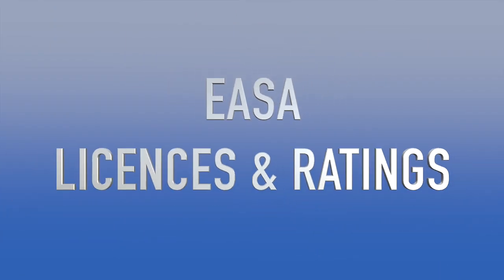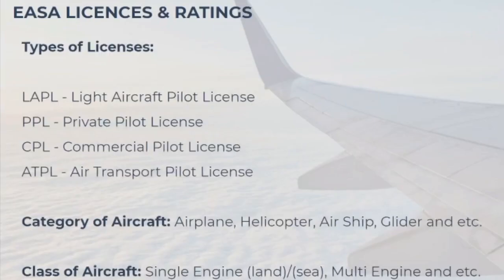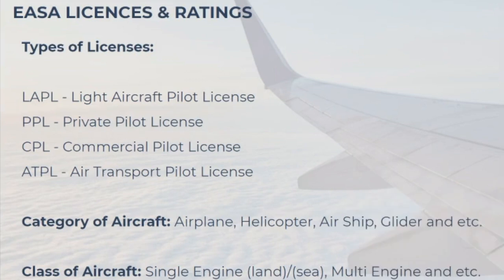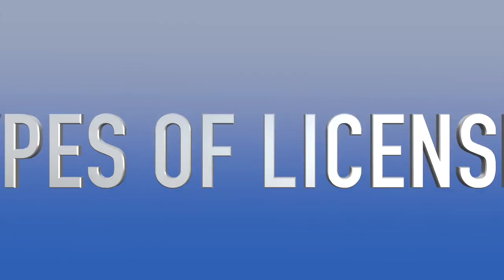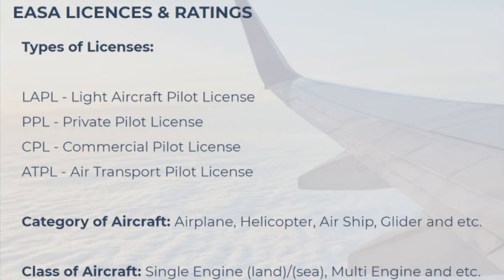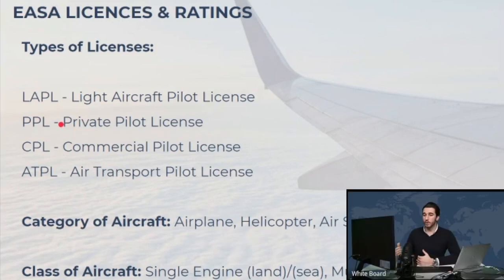Licenses and ratings. We have different types of licenses and ratings. We have mainly four licenses. The first one is the light aircraft pilot license. The second one is the private pilot license, the first one with which you can go ahead in your flight training, but you cannot go ahead if you don't have the PPL. Then you will have the CPL, commercial pilot license, and the ATPL, which I think for most of you is what you are aiming for.